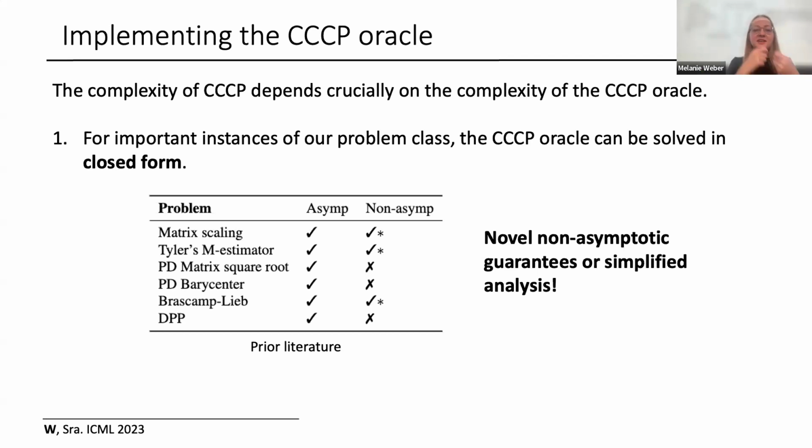Now in the implementation of that algorithm, the crucial component is really to implement this subproblem on the right-hand side, so minimizing the CCCP oracle. And there are a number of algorithms for which that subproblem can be solved in closed form, including the ones listed here. In those cases, we have a very simple fixed point iteration. We'll see some examples shortly. You can implement it in a few lines. So it's a very popular method.